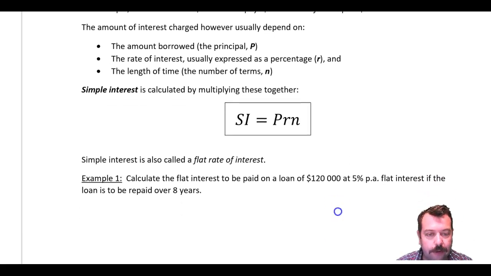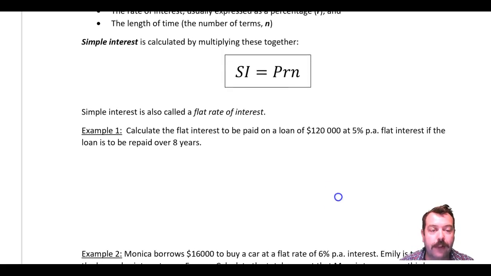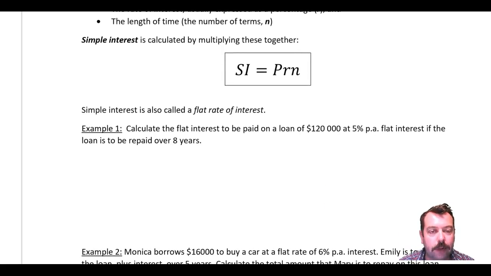So the simple interest formula is very straightforward. Simple interest is PRN: the principal, times the rate, times the number of terms. One little thing to be careful of, we need to express that rate of interest as a decimal. We'll probably get it as a percentage. We need to change it to a decimal by sticking it over 100. We also call simple interest sometimes a flat rate of interest. Be careful of that in a question because there is more than one way of calculating interest. So flat rate means simple interest, and that's PRN.